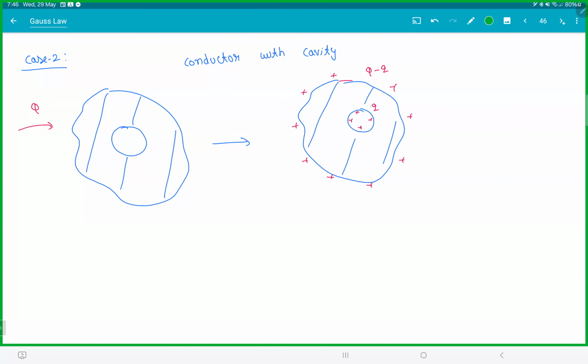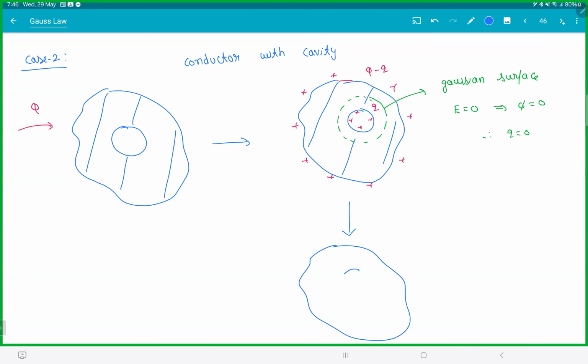Again, same story. Consider a Gaussian surface enclosing the cavity. Now this Gaussian surface you're taking inside a conductor. Field is 0, implies flux is 0, therefore q is 0. That means if you put a cavity and put charge, the charge will still be on the surface only. The charge won't go inside the cavity.